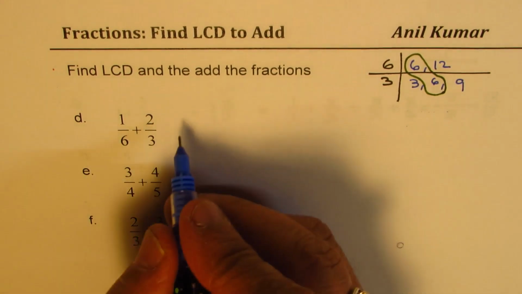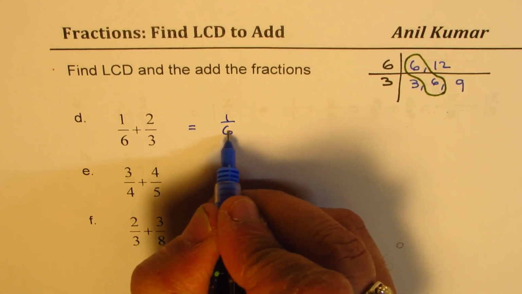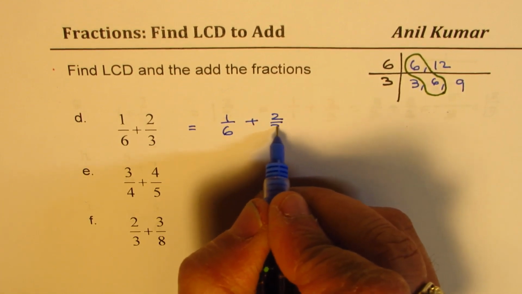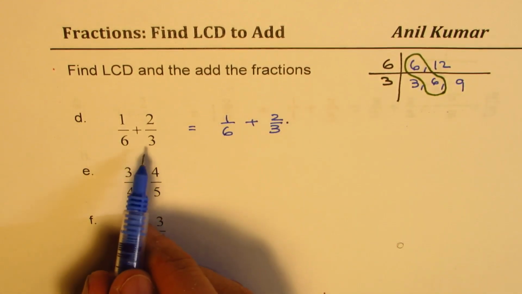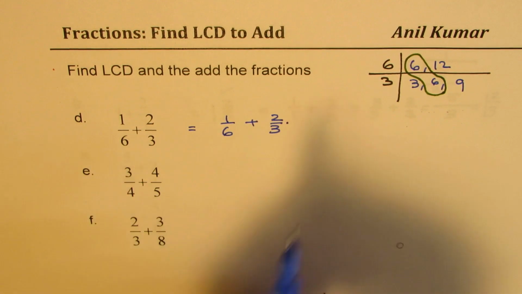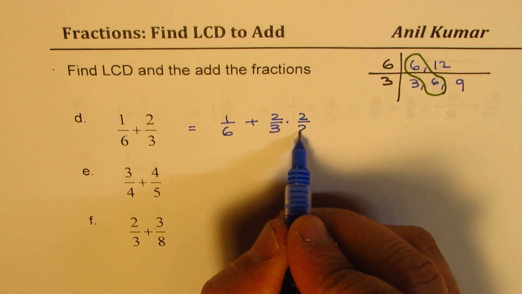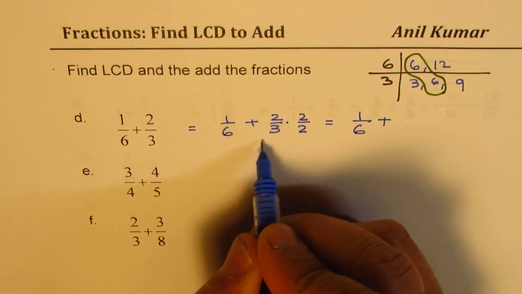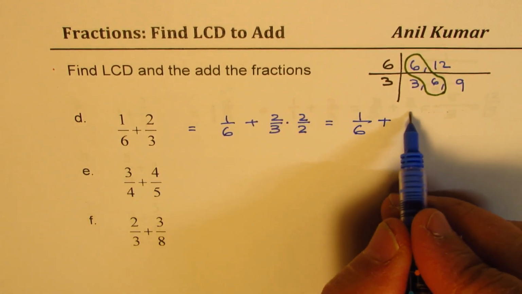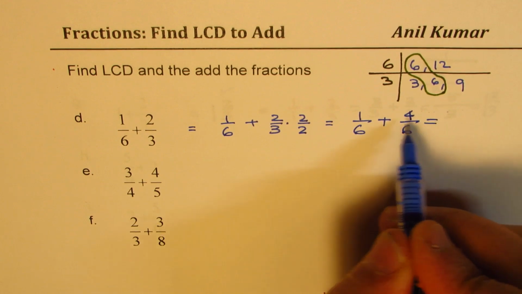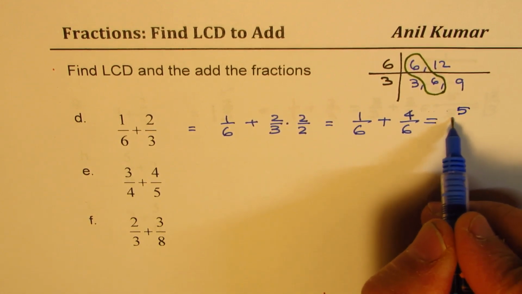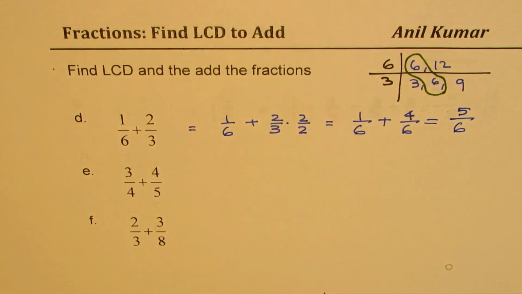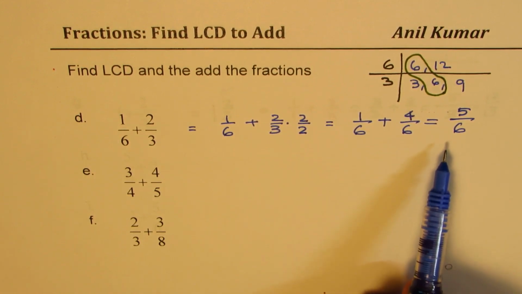Both of them. So we could write this as 1 over 6 plus 2 over 3 times, we have to multiply 3 by 2 to get 6, right? So we'll multiply by 2 over 2. 2 over 2 is 1, so it doesn't change the fraction. We get an equivalent fraction, which is 4 over 6. Now we can add 4 and 1, and the denominator always remains the same, right? Don't make it 12. So that's how we are going to add.